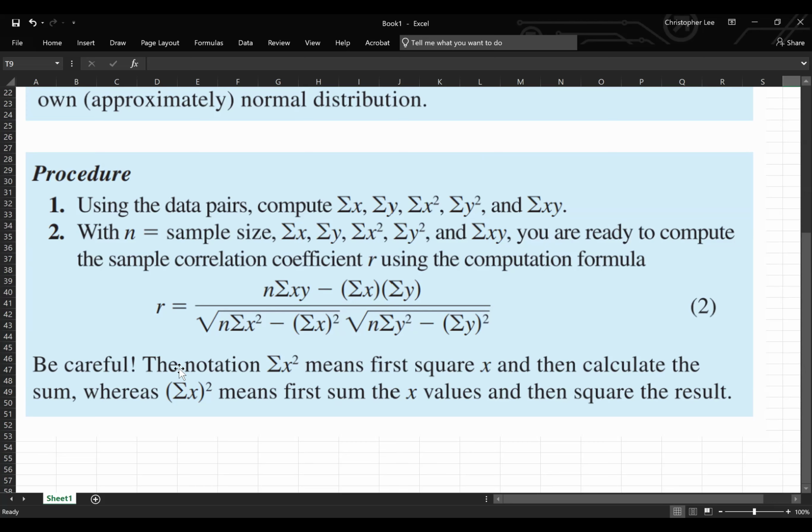Be careful: the notation sum of X squared means first square the X values and then calculate the sum, whereas the sum of X, squared, means first sum the X values and then square the result. All right. Questions on this?